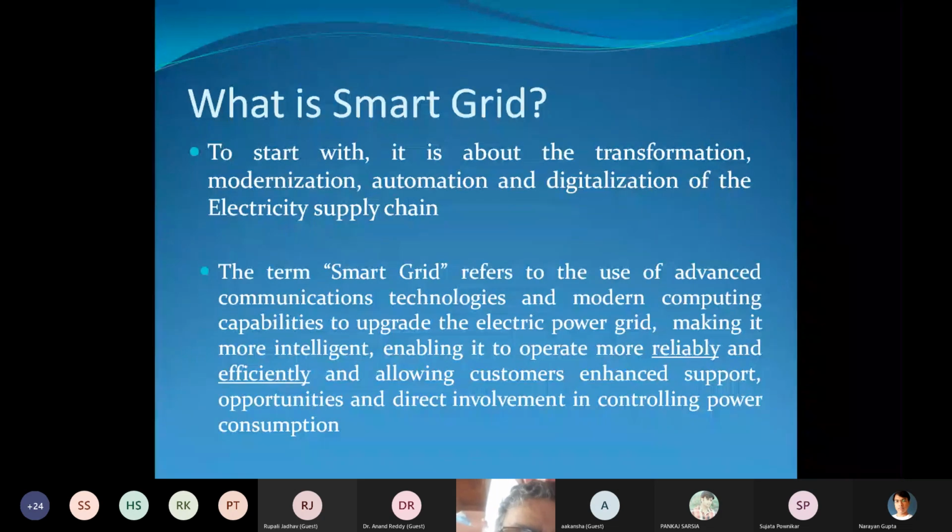Very good. What is smart grid? The definition. To start with, it is about the transformation, modernization, automation, and digitization of the electric supply chain. See, everything is modern now.